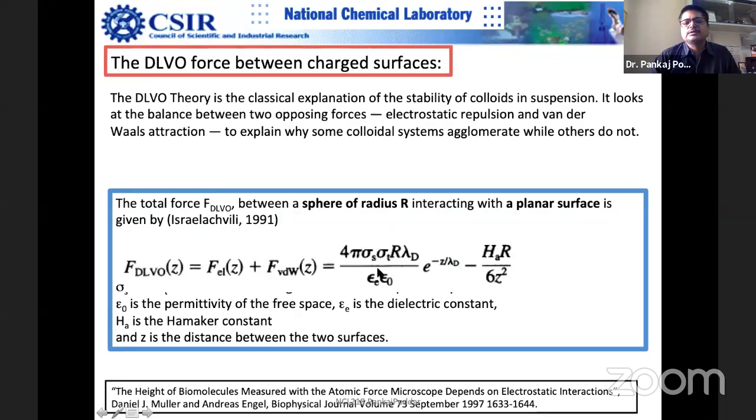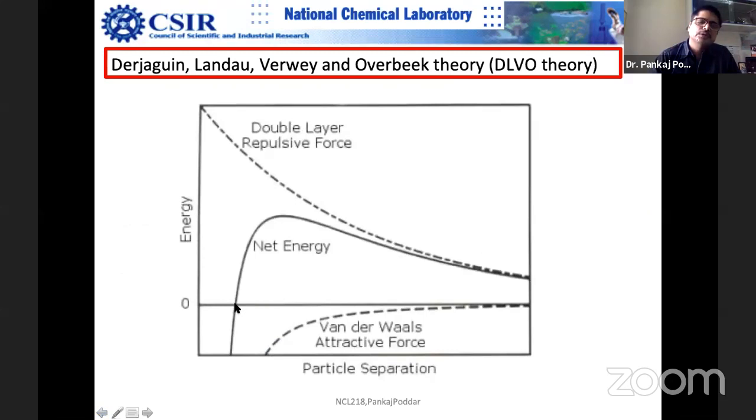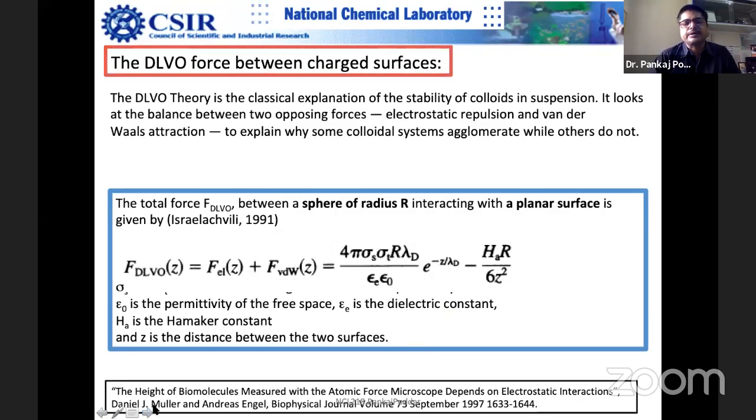So this part is the electrostatic force, where R is basically the radius of the sphere, and this is the Hamaker formula. H_A is the Hamaker constant, R is the radius again, and Z is the distance. So finally, and you can see this is exponentially falling, and lambda_D is the Debye screening length, which we already know. So now you can see how at a particular distance both the forces can balance off and probably become zero, somewhere here. But if one of the forces is stronger than the other, you can have net repulsive or attractive forces.